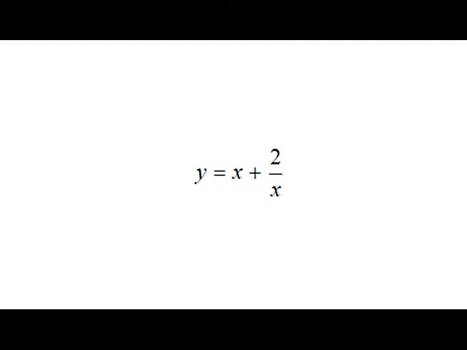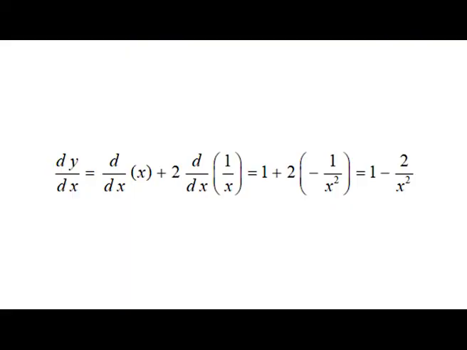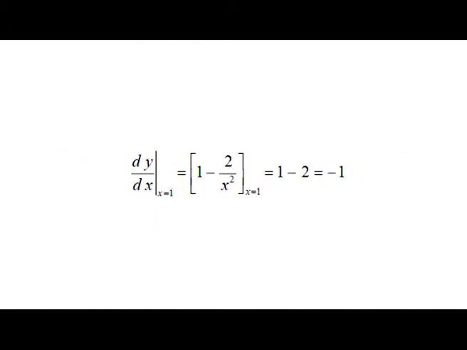Let us use the rules mentioned in this session to find the equation of the tangent to the curve y = x + 2/x at the point (1, 3). The slope of the curve is dy/dx = d/dx of x + 2 times d/dx of 1/x, which is equal to 1 + 2 times -1/x², which is equal to 1 - 2/x². The slope at x = 1 is dy/dx at x = 1, equal to 1 - 2/x² at x = 1, equal to 1 - 2 = -1.